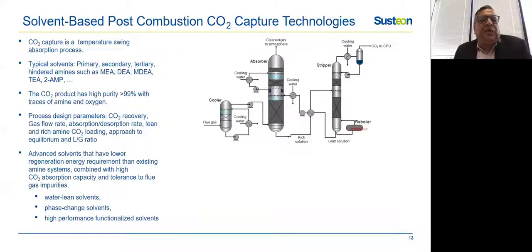Typical solvents could be primary, secondary, tertiary, or hindered amines. They can produce CO2 at very high purity. The design of these systems is very well understood in terms of CO2 recovery, gas flow rate, etc. But there are some challenges with flue gas, which typically we don't see with other gas streams like natural gas processing plants. So there has been a lot of work in the last 10, 15 years funded by the Department of Energy and also by industry, looking at advanced solvents which have lower regeneration energy requirements, I'll touch upon that, combined with high CO2 absorption capacity and tolerance to gas impurities. These could be water-lean solvents, phase change solvents, or high-performance functionalized solvents.